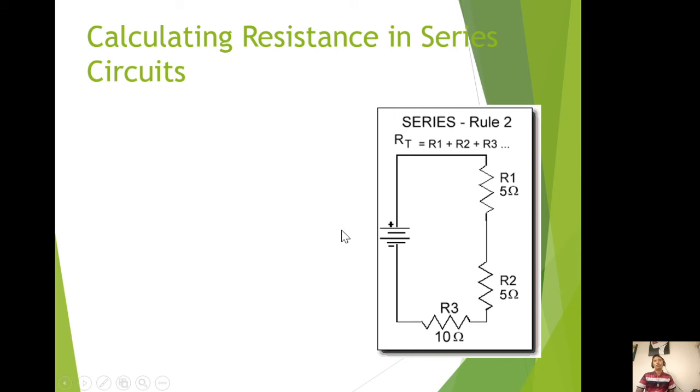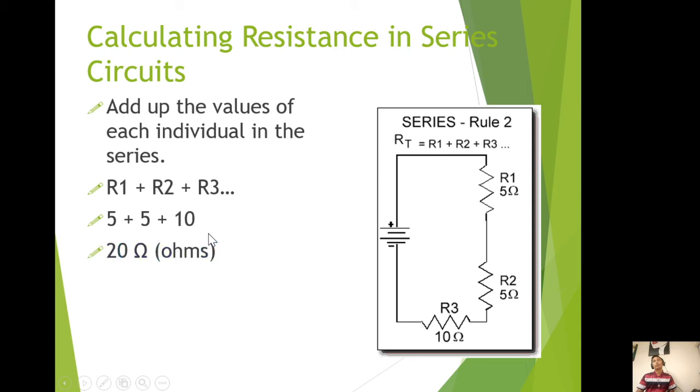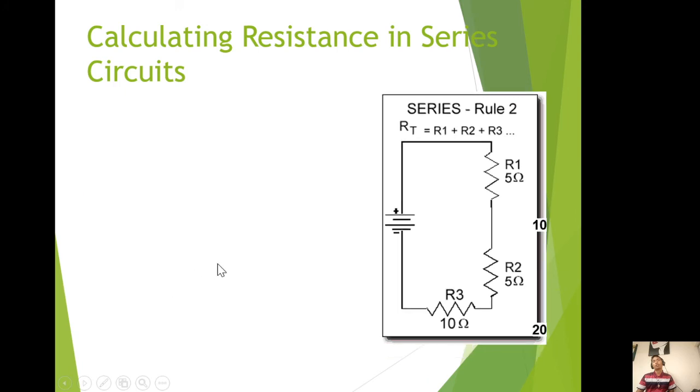Okay, calculating resistance in series circuits. So how to solve? Add up the values of each individual resistor in the series. So 5 plus 5 plus 3 is 13. RT is equal to R1 plus R2 plus R3. So 5 plus 5 plus 10 is 20 ohms. So just add, whenever it is a series.